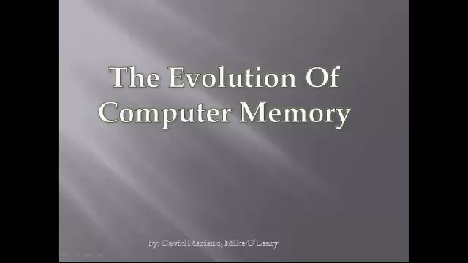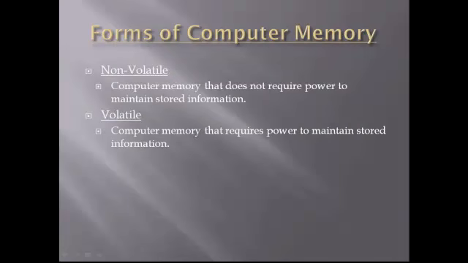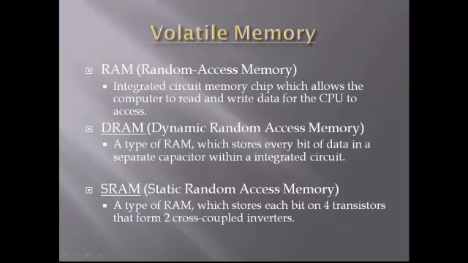The evolution of computer memory. There are two forms of computer memory, non-volatile and volatile. Non-volatile computer memory is computer memory that does not require power to maintain stored information, while volatile memory requires power to maintain stored information. There are different types of volatile memory, the first being RAM, which is random access memory.